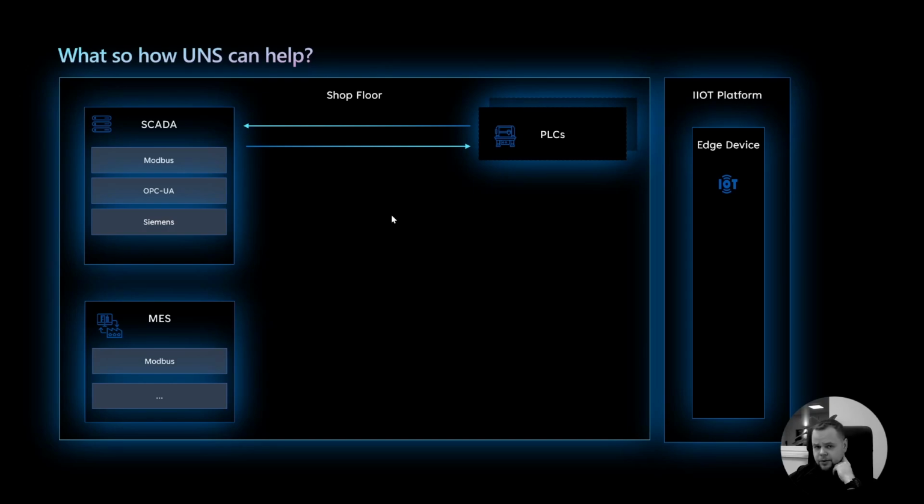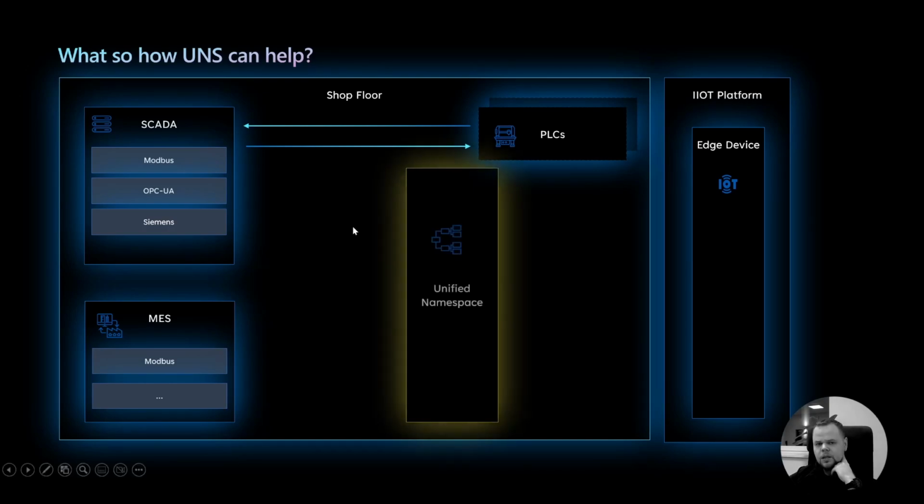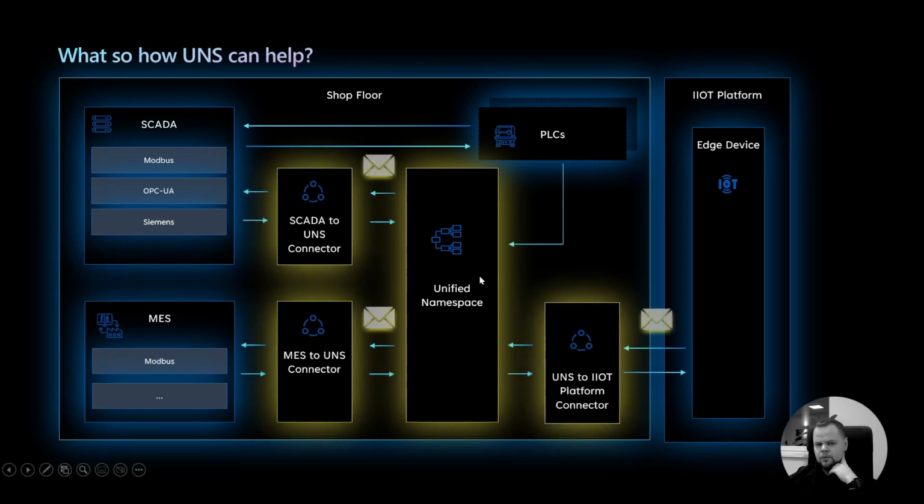So how can UNS help with this? The UNS is introduced as a central component of communication between the systems. And you have a UNS as a central component and every system interacts with it. And if you want to implement the unified namespace, basically what you need to do is write connectors to the unified namespace of some kind.